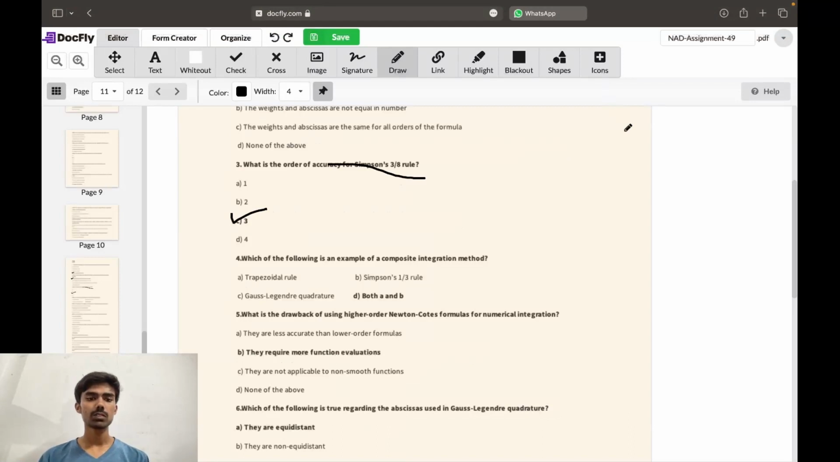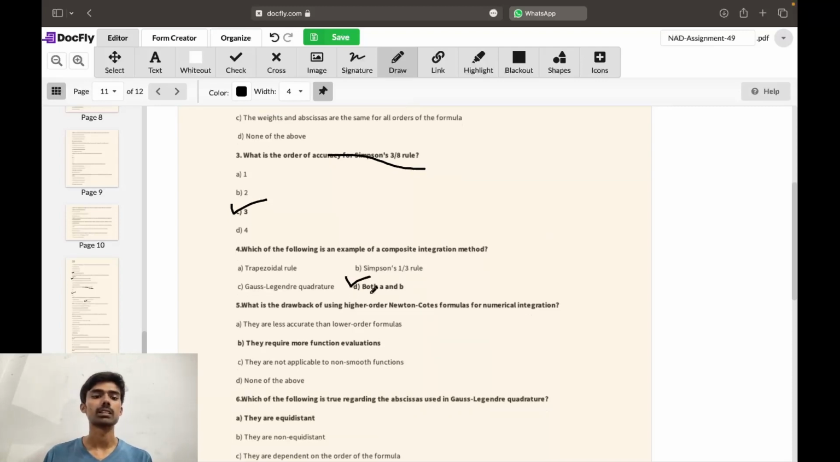Now for the fourth question, we have: which of the following is an example of a composite integration method? Firstly, what is composite integration? In composite integration, the values are first calculated separately, such as x0 and x1, then x1 and x2, and proceeding to the end, xn minus 1 and xn. Then in the end, in a different formula, all these values are combined together. This is composite integration, and the trapezoidal rule and Simpson's 1/3 rule use this method. So option D, both A and B, is correct.